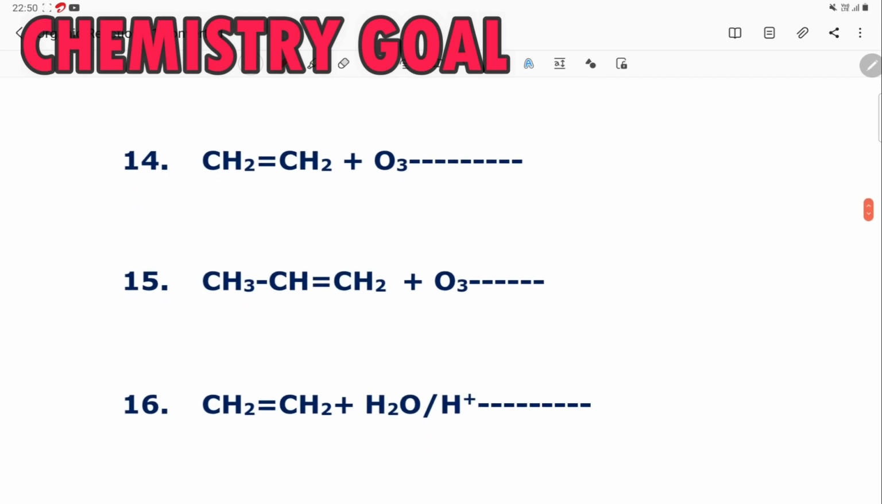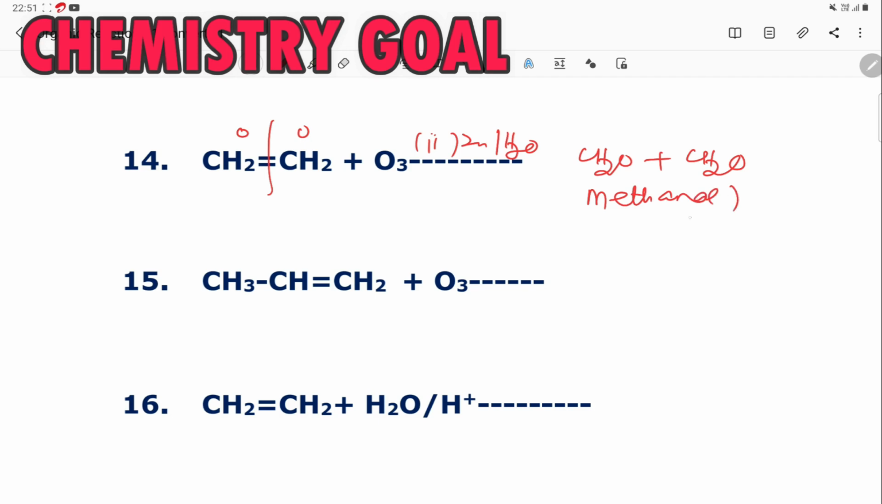Then come to 14: CH2=CH2 plus O3 in the first step, then the second step is zinc and water. The product depends upon the addition of ozone. Here O will be added, then here O will be added. So the product is CH2O plus CH2O. Two molecules form due to breaking of the double bond.